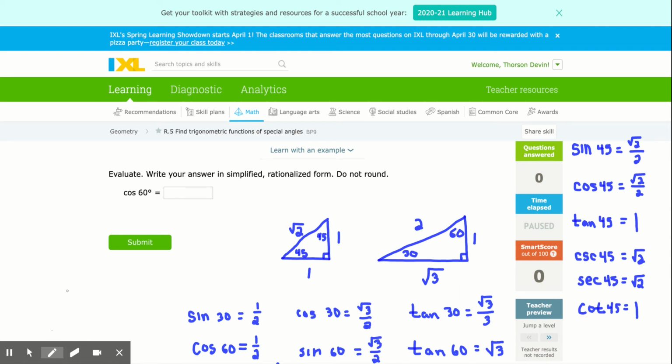Welcome. In this lesson, we're going to learn how to take the sine of some special angles: the 60-degree angle, the 30-degree angle, and the 45-degree angle.